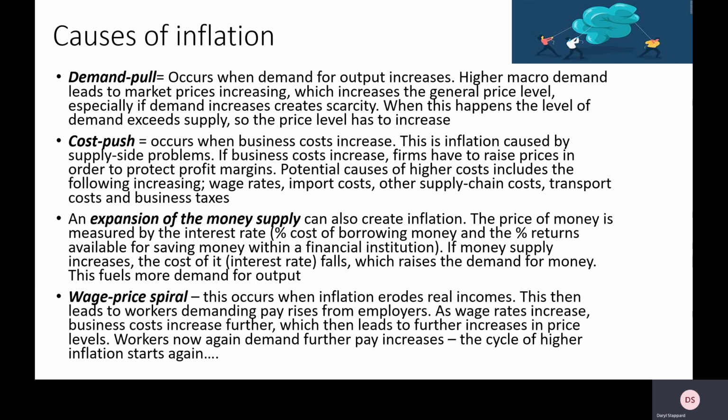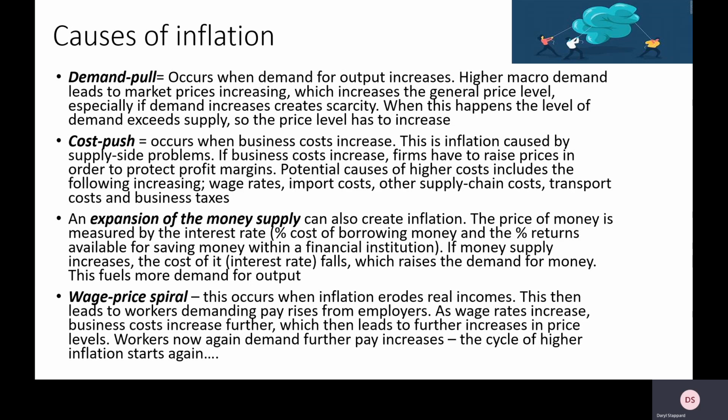Now, cost push inflation is just linked to an increase in business costs. So businesses exist generally to make profits. To work out profits, they look at their selling price, and then they take away the cost of making that good or service. So if the costs increase, then they've got to raise prices to protect how much profit they're making when they sell goods and services. So, for example, firms have to pay wages to their workers. They have to pay for importing raw materials or semi-finished products. So car companies, for example, might import engine components, and there are other costs linked to distributing goods across the world.